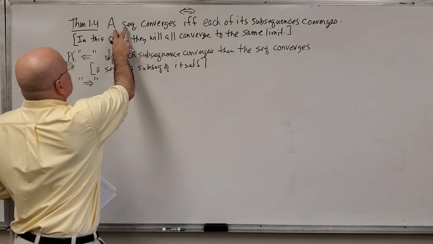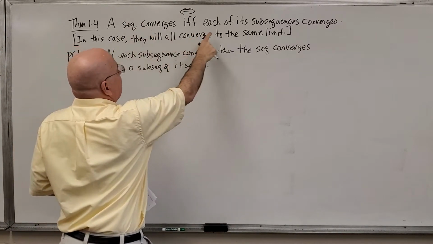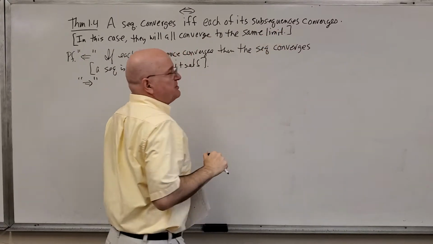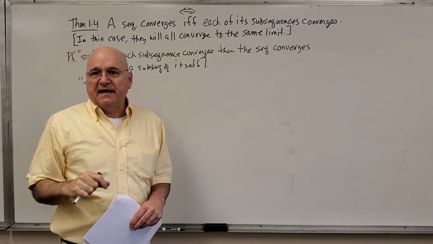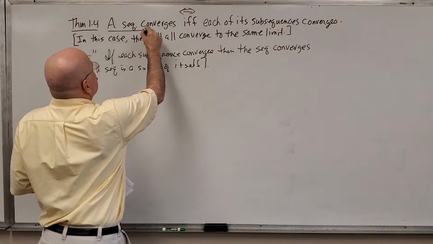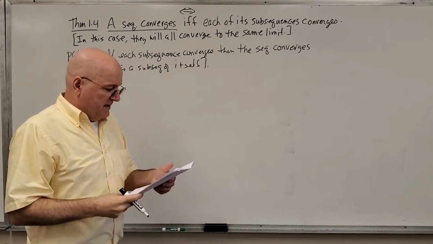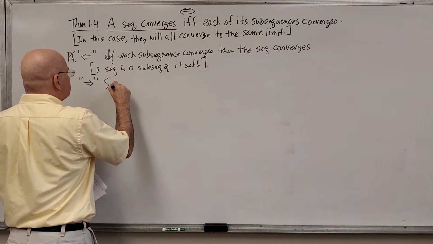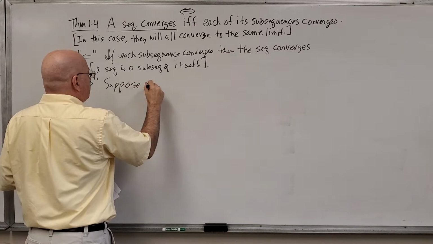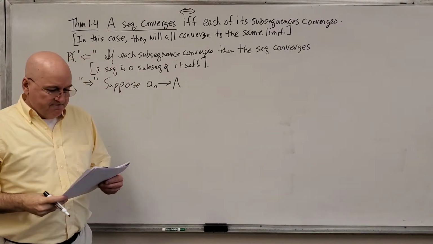Now we're going to assume that a sequence converges, which implies that each of its subsequences converge, and also to the same limit. So if we're assuming that a sequence converges, this time I need to name the sequence. We're going to call it AN. So, suppose AN converges to the real number capital A.